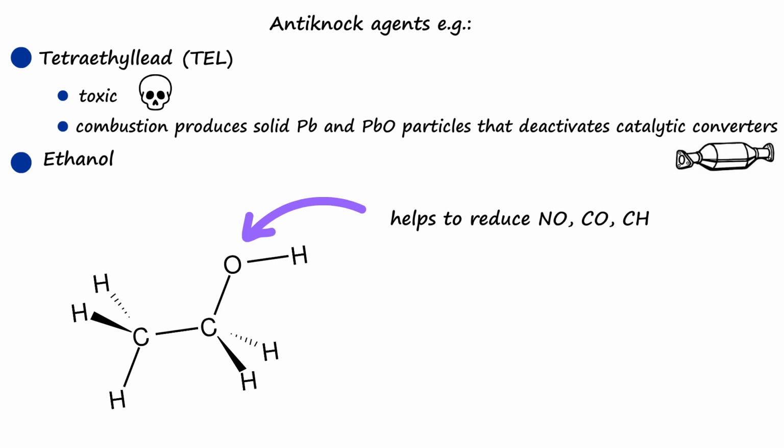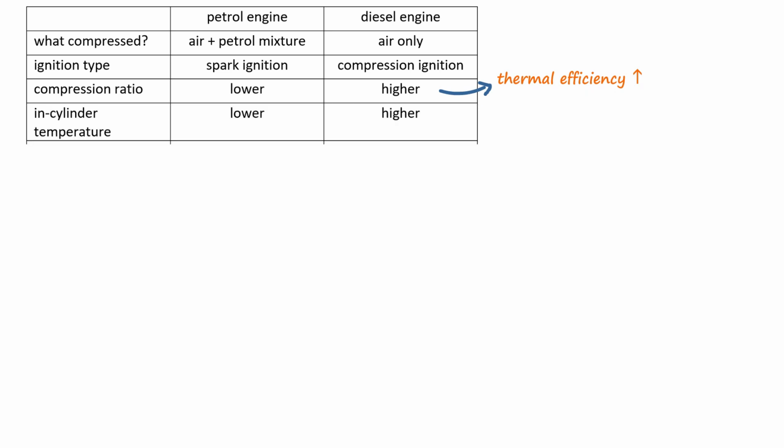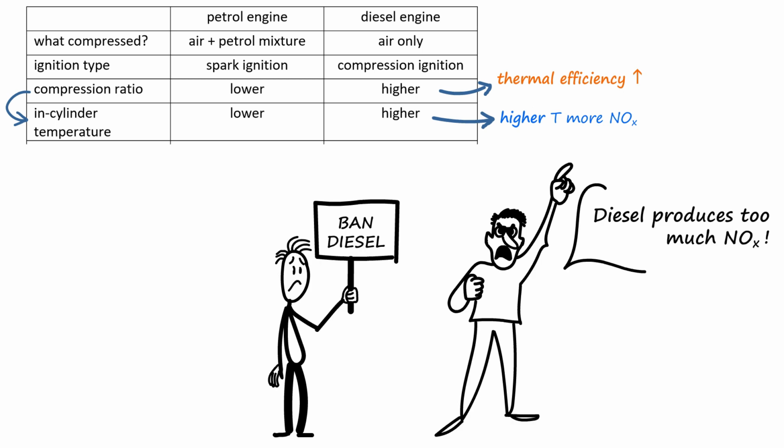Interestingly, the presence of extra oxygen from ethanol helps to minimize the products of incomplete combustion. So higher compression leads to higher in-cylinder temperature, and increasing temperature increases the rate of nitrogen oxides formation. So that's why it is diesel that used to be the most criticized for nitrogen oxides formation. Having said that, lots has been done to lower the nitrogen oxides emission.